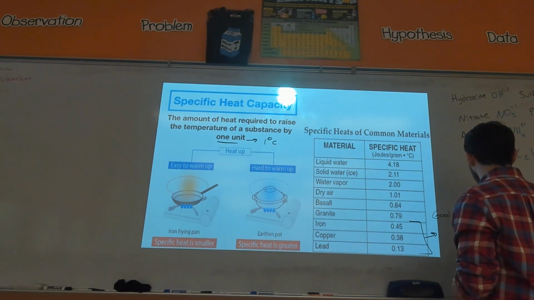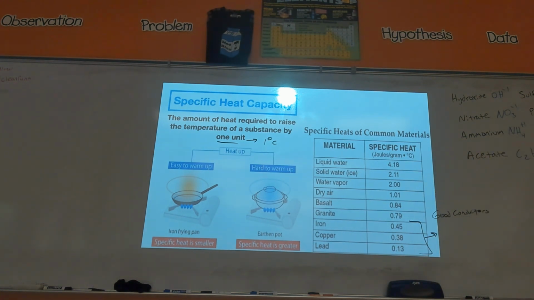Okay. Now, remember, conductors mean they conduct electricity well. But what makes them good conductors of electricity? And this is just good final exam review stuff, right? Why are metals good conductors of electricity? What even is electricity? What are we talking about when we're talking about electricity? Electrons moving, right? Okay. So what about metals makes them good at moving electrons?